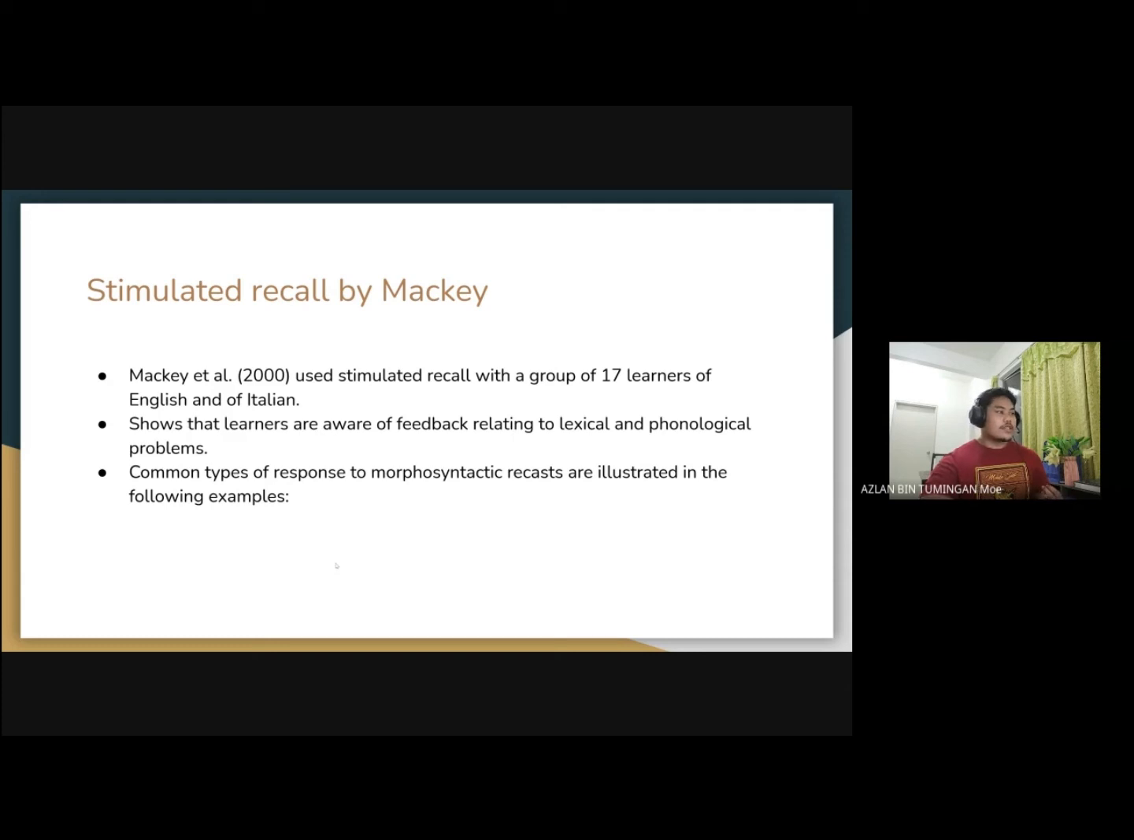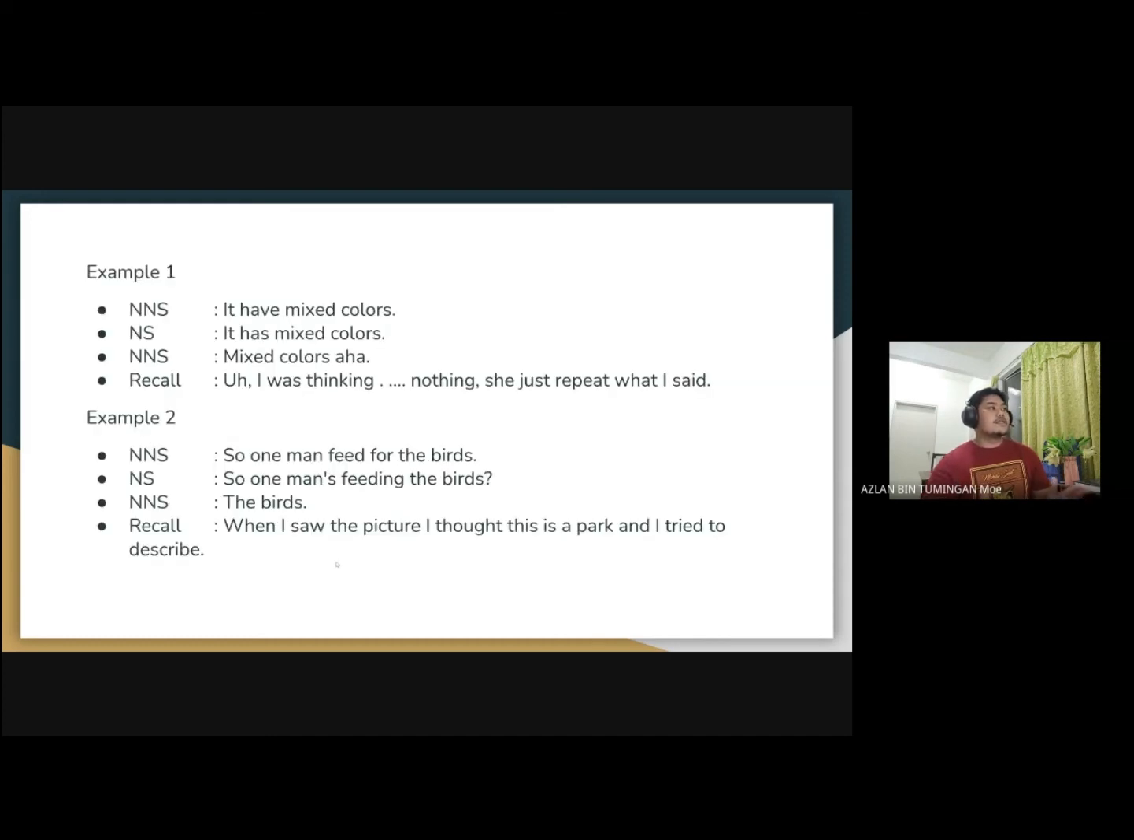Common types of response to morphosyntactic recasts are illustrated in the following example. For the first example, we have the non-native speaker: it had mixed colors. And then the feedback is: it has mixed colors. So the non-native speaker again: mixed colors. Aha! And then when they watch the tape again and recall, the non-native speaker was thinking nothing. So she just repeated what I said.